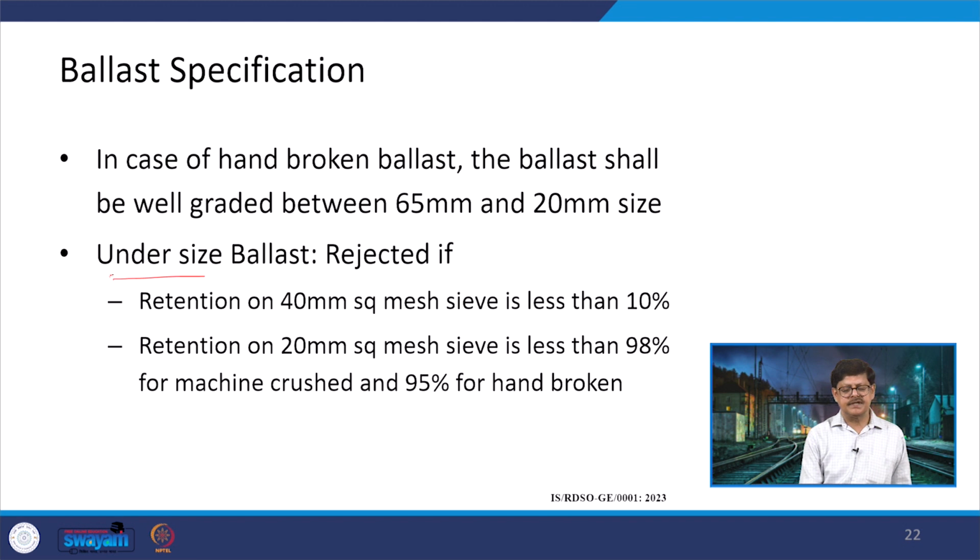Similarly, there is an undersize. We talked about the oversized. Now, undersized ballast can also be there. So, undersized ballast in terms of a 40 mm square mesh sieve, we said that 40% is the minimum value which has to be retained. So, if the retention of 50 mm is less than 10%, then it has to be rejected. If the retention of 20 mm sieve is less than 98% for machine crushed and 95% for hand broken, then also this is going to be rejected, because these were the values which were there in terms of the acceptance criteria.